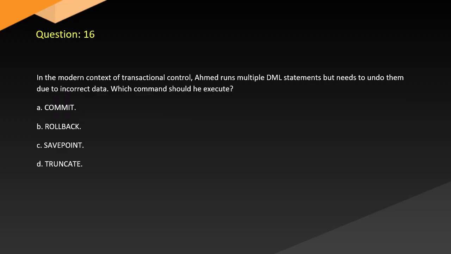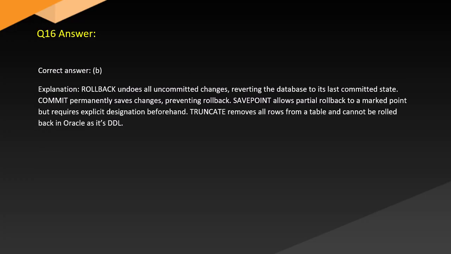Question 16. In a modern context of transactional control, Ahmed runs multiple DML statements but needs to undo them due to incorrect data. Which command should he execute? A, commit. B, rollback. C, savepoint. D, truncate. Answer. Correct answer, B, explanation.